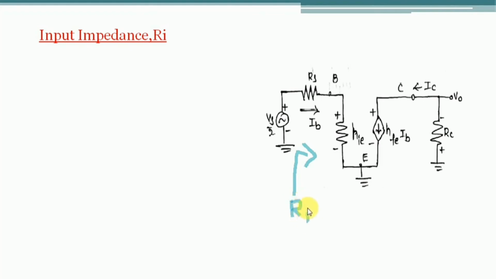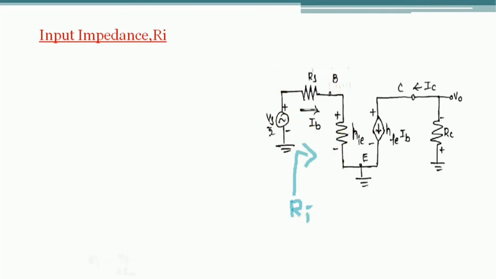We know from Ohm's law that the resistance is the ratio of voltage to current, R equals V by I. Here the voltage is Vs by 2, so V is replaced by Vs by 2, and the current is Ib. So finally the input impedance Ri we can write as Vs by 2Ib. By simply applying KVL to this input loop, we can find the input impedance.